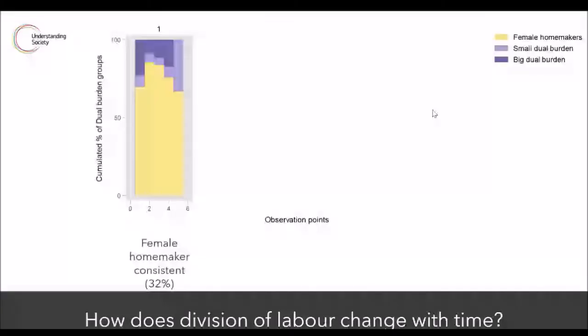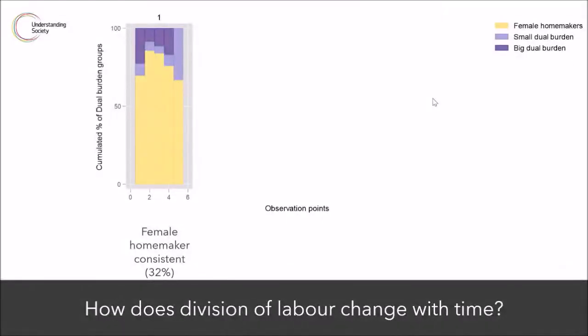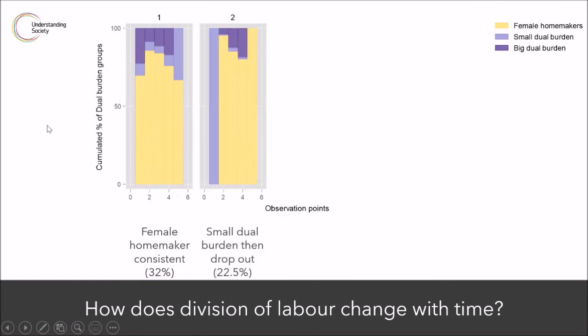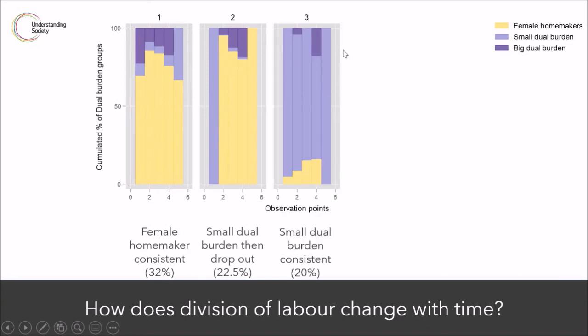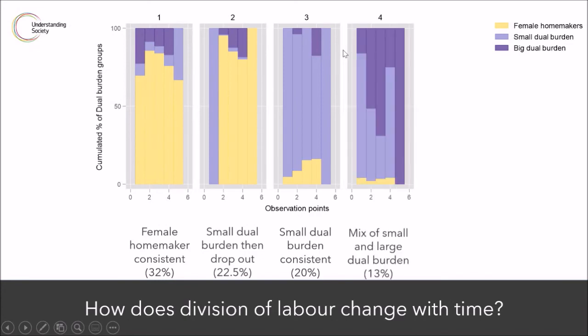So this was the result of cluster analysis. Instead of the 6 groups I observed, it produced a 5 cluster solution, which seemed to work best. The first one here are women who, for the most part, remain female homemakers consistently over time. The second one are those who, in the interval prior to first birth, have a small dual burden and then drop out of the labour force after first birth. Thirdly, those who have a small dual burden pretty much consistently over time.